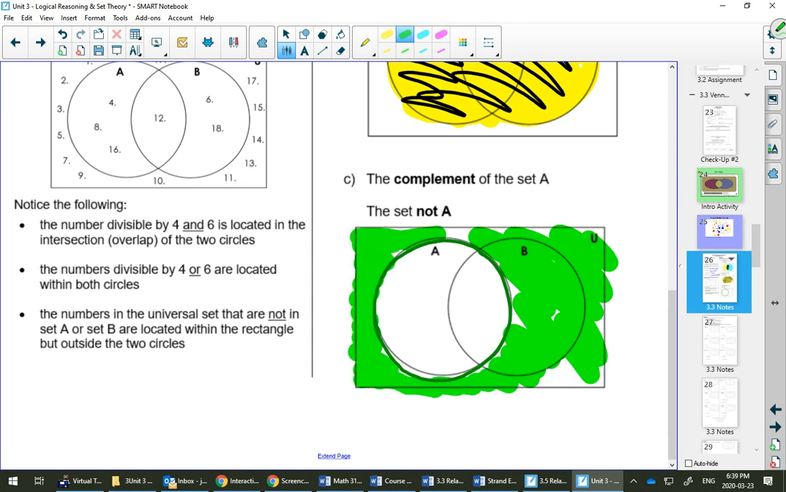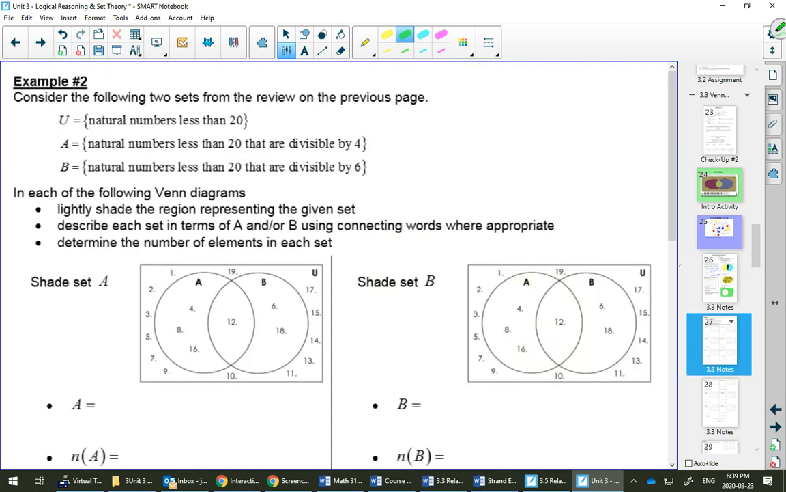So everything in that bright green is everything that's outside of A. So that would be my complement of A. All right, so let's take a look at how this would relate to actual examples. So we're going to go back. We're going to use those same numbers from the previous page. I already have the sets drawn out, but we're going to shade based on the description that we're given.